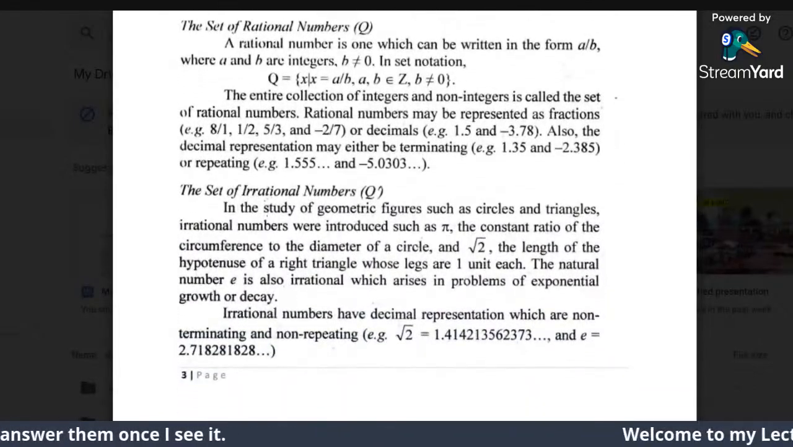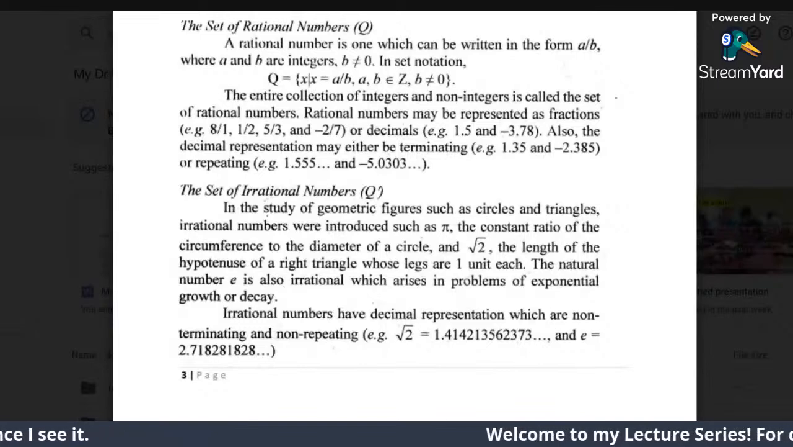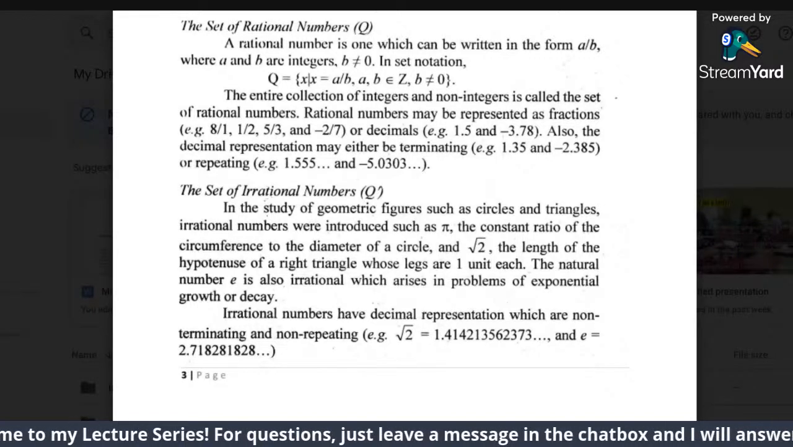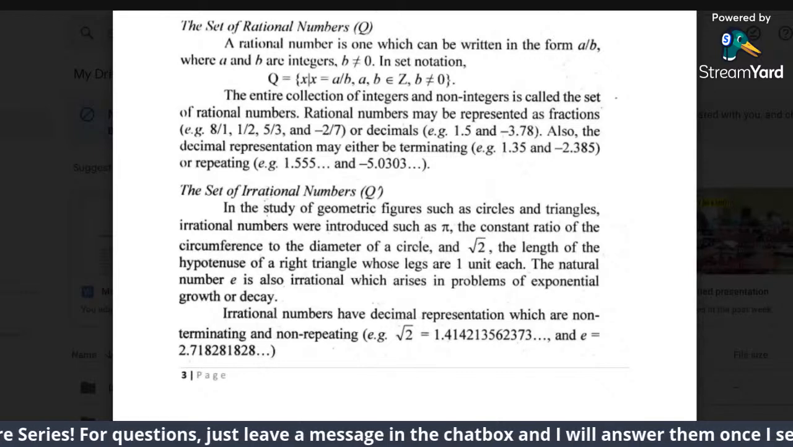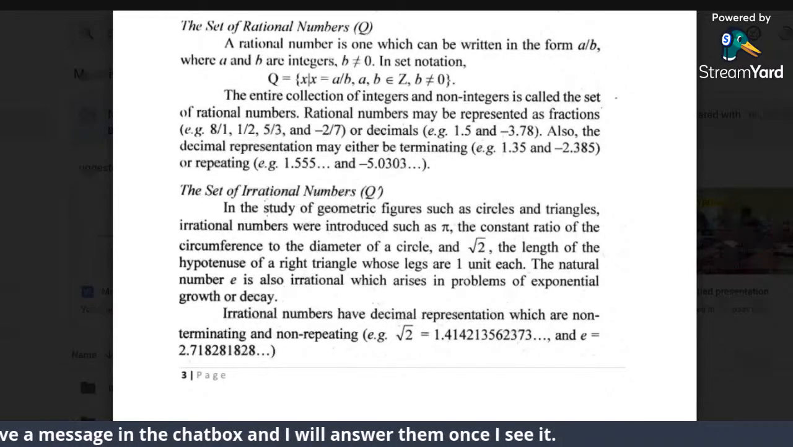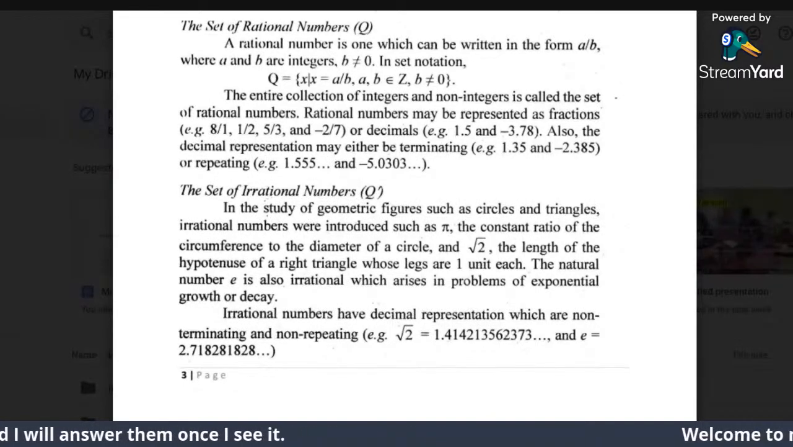Okay, then we have the rational numbers. A rational number is one which can be written in the form a over b, or the ratio of a and b, where a and b are integers and b is not equal to 0. So any number which can be expressed in the form a over b, where b is not equal to 0, is a rational number, Q.